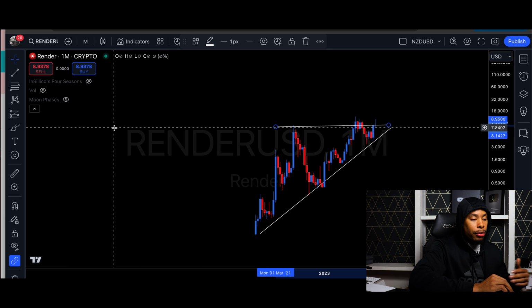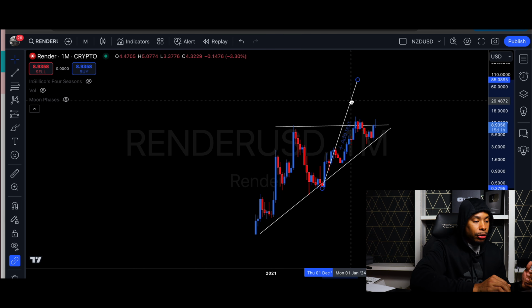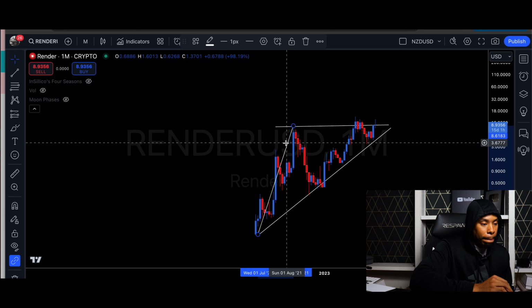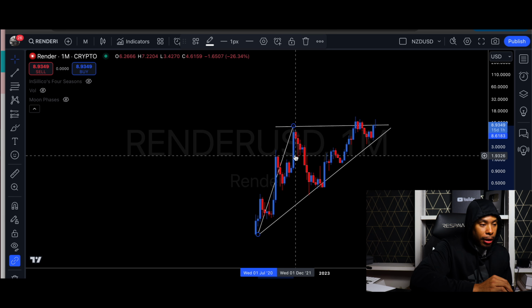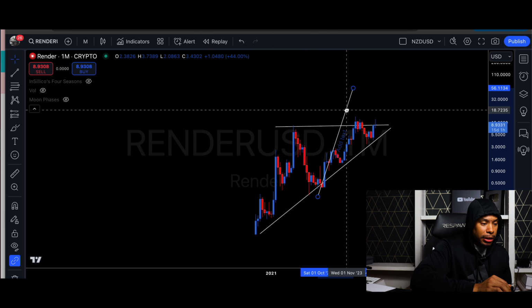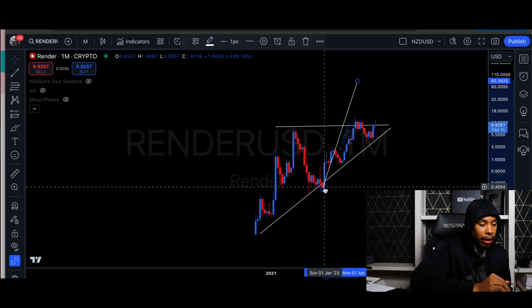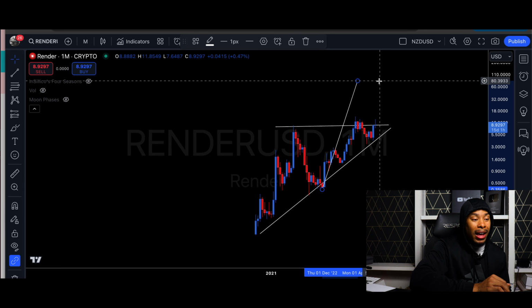If you've been here for a while, I like to measure previous bull runs and compare them to the start of the current bull run. So if we measure from the base of the original bull run to where it topped out at, of course, this is the bear market, and then we put it to the base of the current bull market, which actually on Render, this started in January of 2023, this gives us a price of about $80.